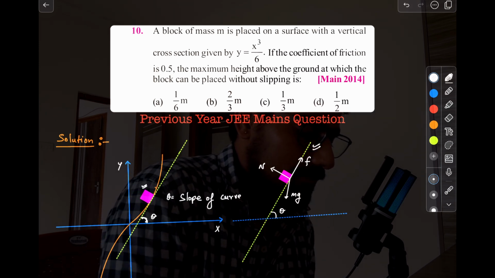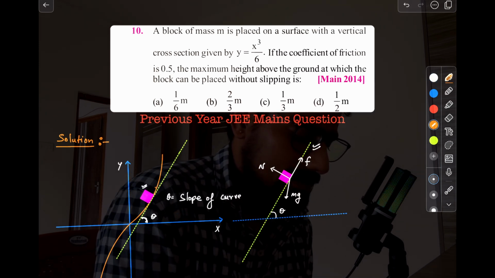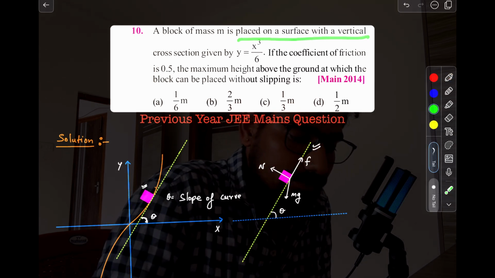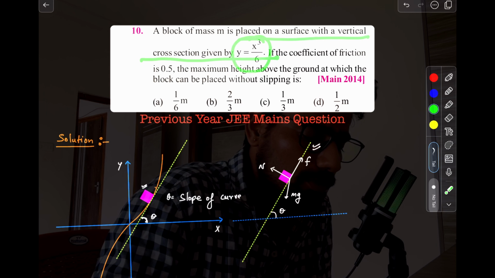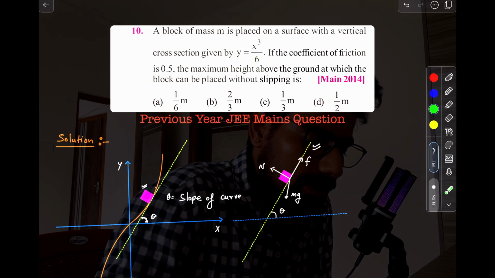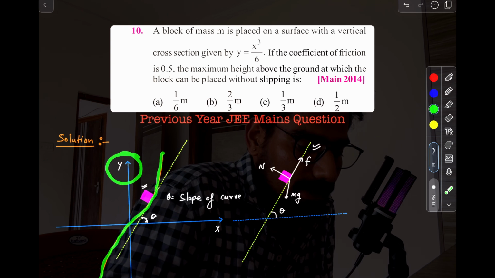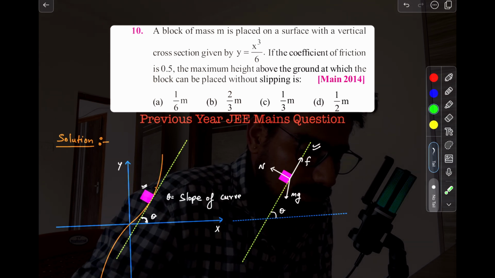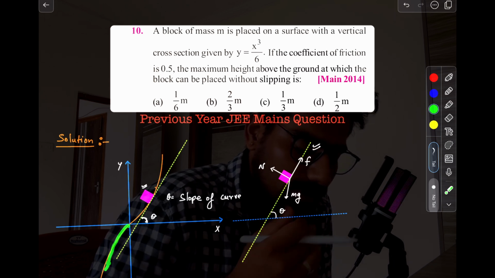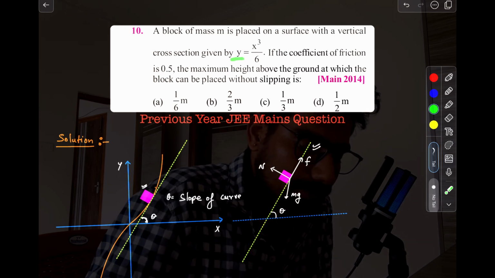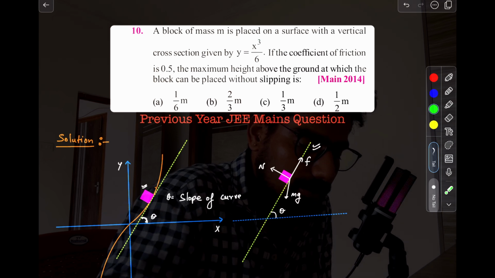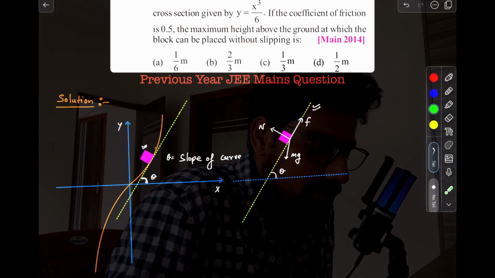In this question, it is given that a block of mass is placed on a horizontal surface with vertical cross section y equals x cube divided by 6. Now this vertical cross section I have represented like this. I have taken the y-axis and x-axis, and we know when x is positive then y is going to be positive, but when x is negative then y is also going to be negative, because y equals x cube divided by 6. X cube will be negative when x is negative, right? So the surface will look like this for this object.